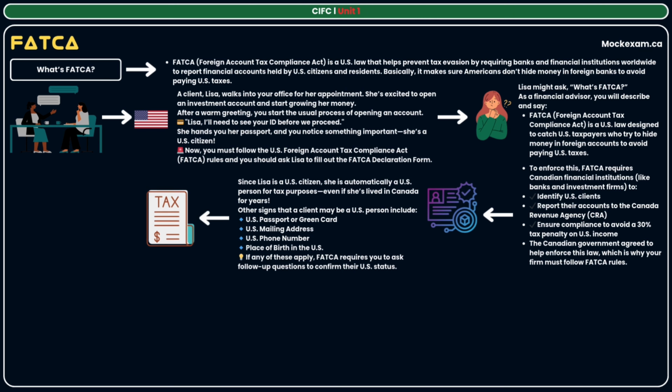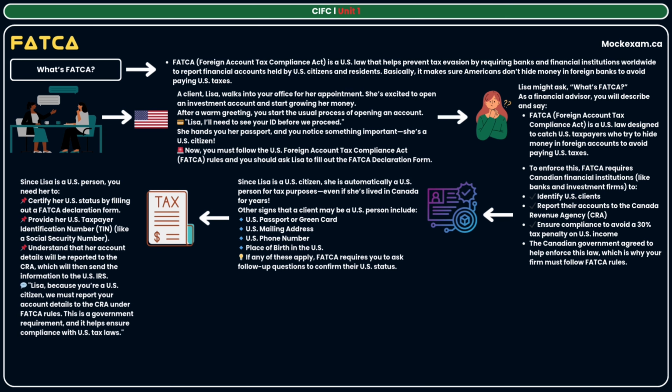CRA. Great. Now we said that Lisa is a US person, okay? You should ask Lisa to certify her US status by filling out the declaration form. Then provide her US taxpayer identification number, TIN. It's like SIN in Canada. We have SIN, they have TIN. Then understand that your job is to understand that her account details will be reported to the CRA, which will then send the information to the US IRS.